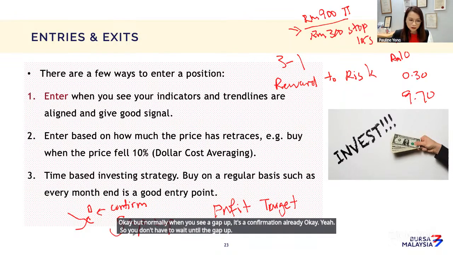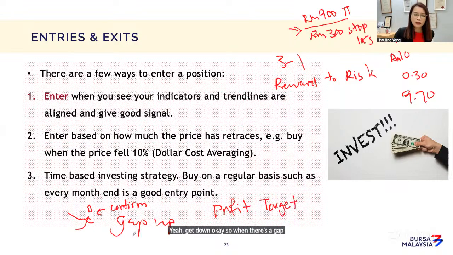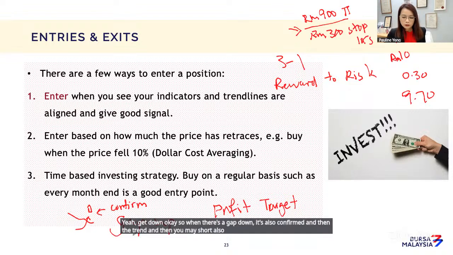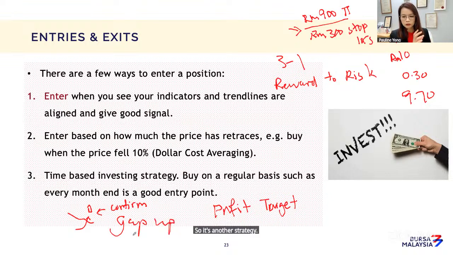Gap down, too. When there's a gap down, it's also a confirmation of the trend, and you may short also. So it's part of a strategy. It's called the gap up and gap down strategy. So it's another strategy.